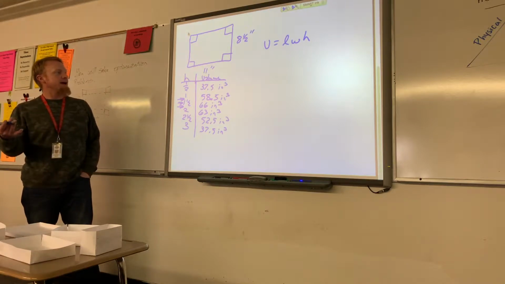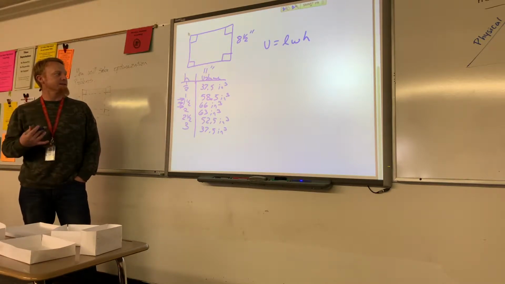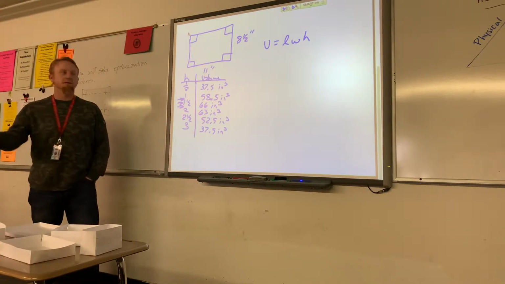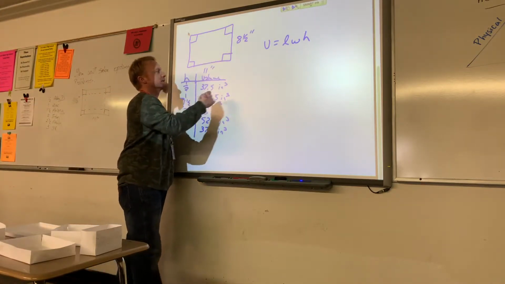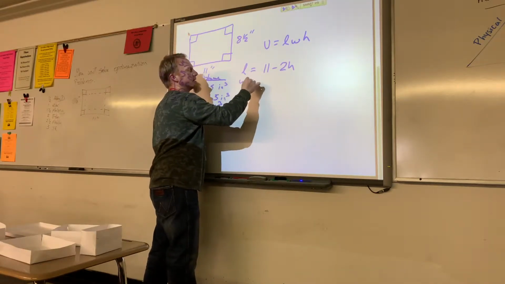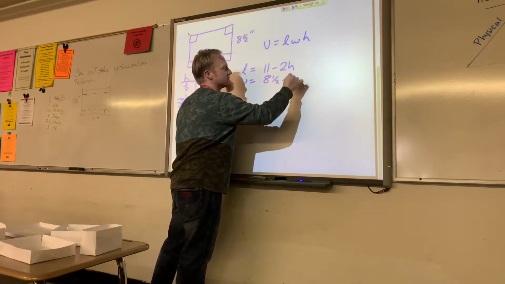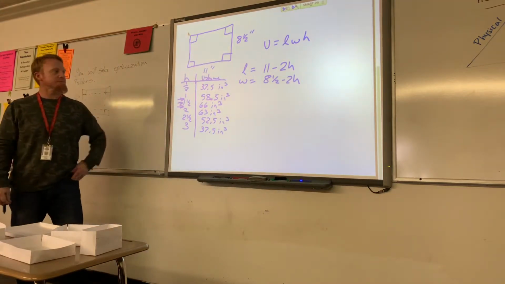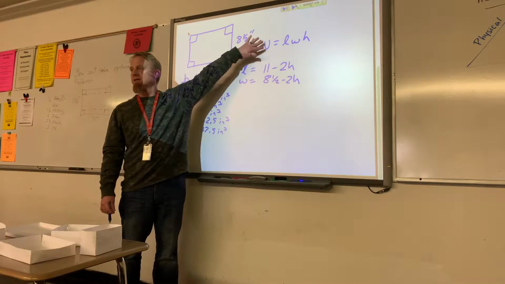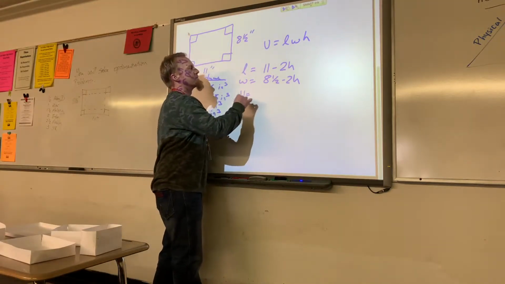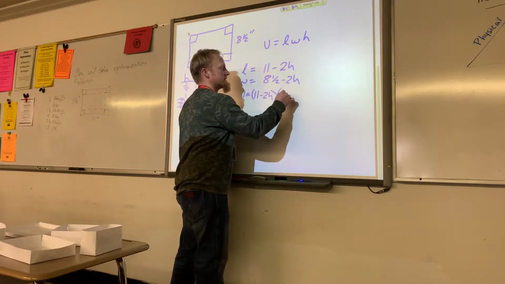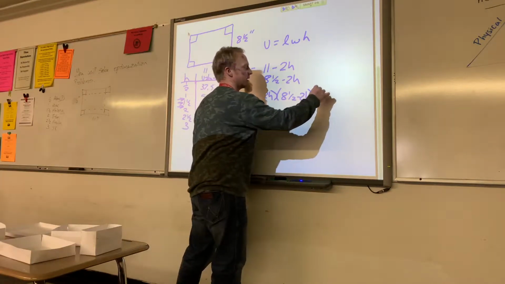All right, so how can I find the width and the length knowing my height? What did you guys do? I take each of these sides and then subtract it. So my length ended up being 11 minus 2h, and my width ended up being 8.5 minus 2h. Because I have these formulas written here, I can substitute them in. So I have V equals (11 minus 2h), and then my width is (8.5 minus 2h), and then I have h.